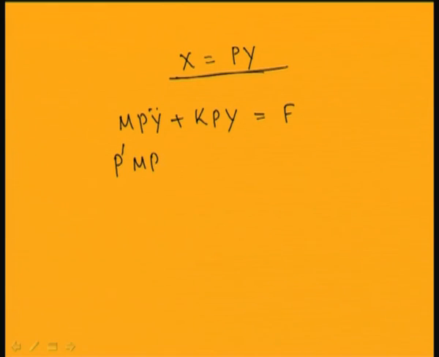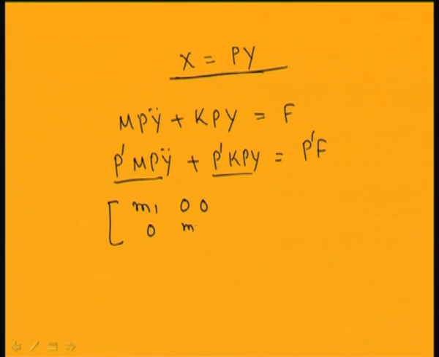So, P transpose m P y double dot plus P transpose k P y equal to P transpose f, and this is a diagonal matrix and this is a diagonal matrix also. So, in this case, for a 3 degrees of freedom system, I can write this as m1 0 0, 0 m2 0, 0 0 m3 into y1 double dot, y2 double dot, y3 double dot plus P transpose k P y, which is also a diagonal matrix.